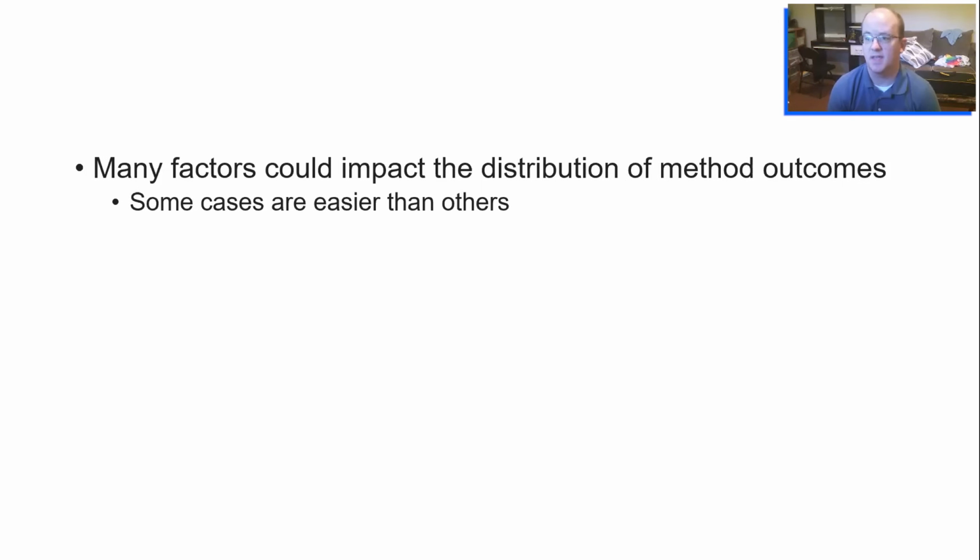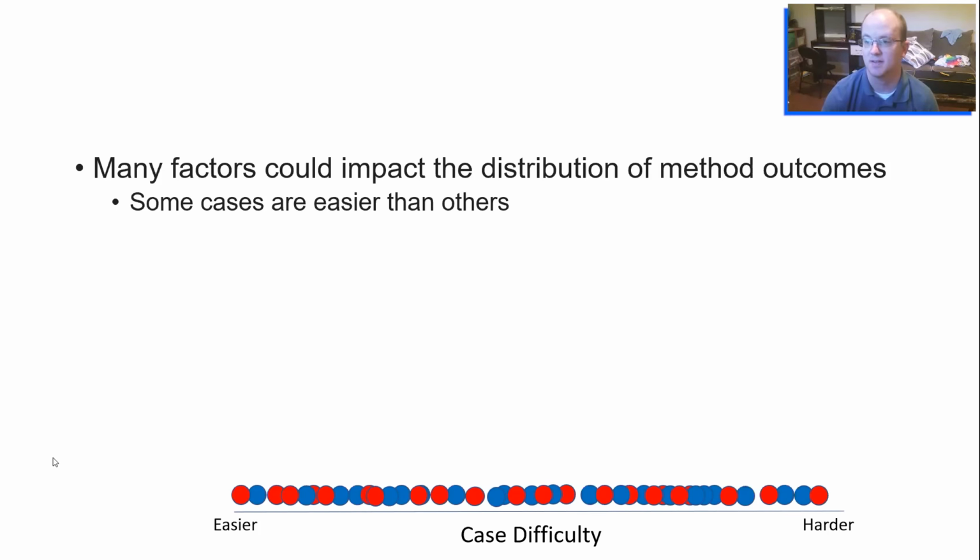As we try to get to a case-specific scenario, the reason this is a challenge is because there's many things that could impact the distribution of method outcomes or how a given method performs. One easy way of thinking about this is that for any discipline, often there are some cases that are considered to be easier than others. And so when we say easier, that means we expect the distribution to be different across these factors.